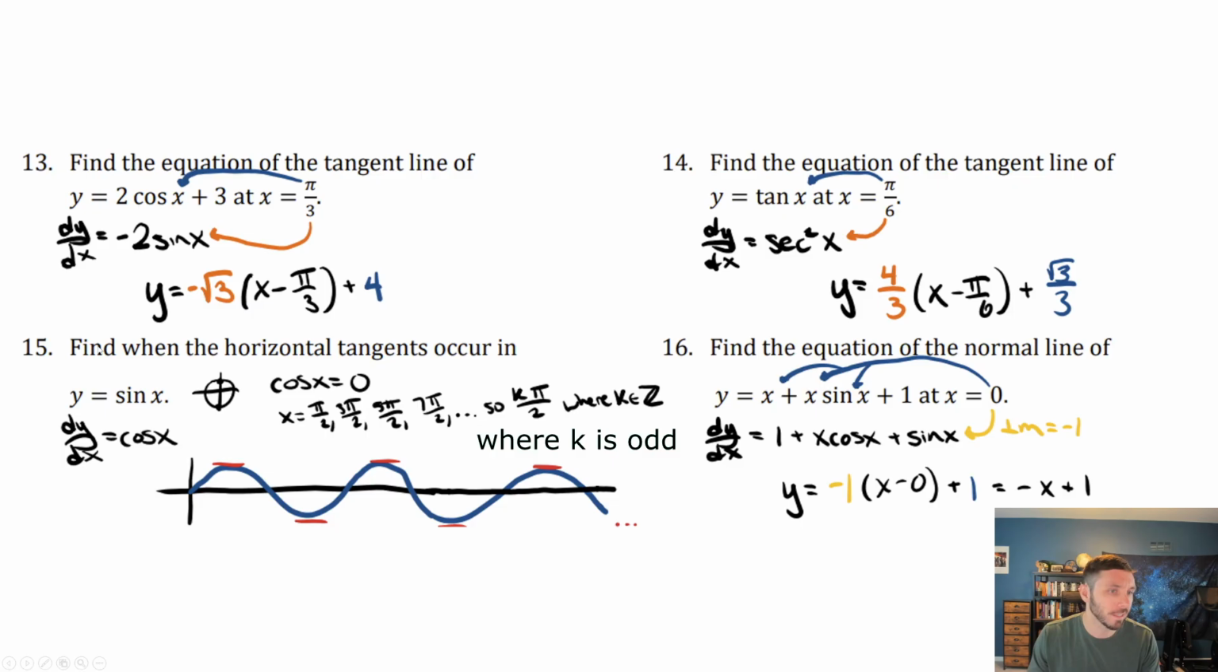15 is fun because it's like find all the horizontal tangent. It's like, dude, what do you mean by find all the horizontal tangents? Aren't there like a whole lot of them? Because sine goes up and then down and then up and then down and then up and then down. So we find max, min, max, min, max, min over and over and over again. We're setting the derivative of sine, which is cosine, equal to 0. And you're just finding all those x values where cosine is equal to 0.